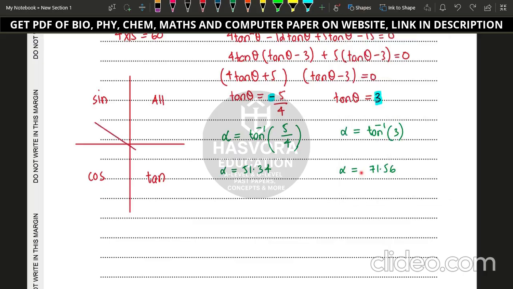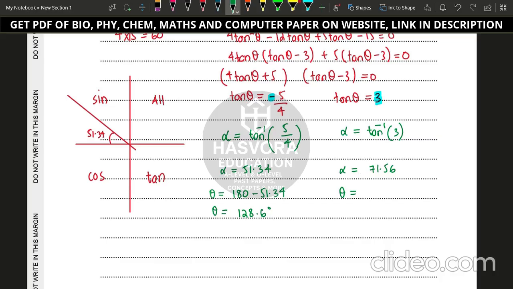Okay, so let's just take this one. So this is the quadrant. Okay, and this is the angle alpha, 51.34. So theta is equal to 180 minus 51.34, which becomes 128.66. You can just take it to one decimal place for angles, so 128.7.